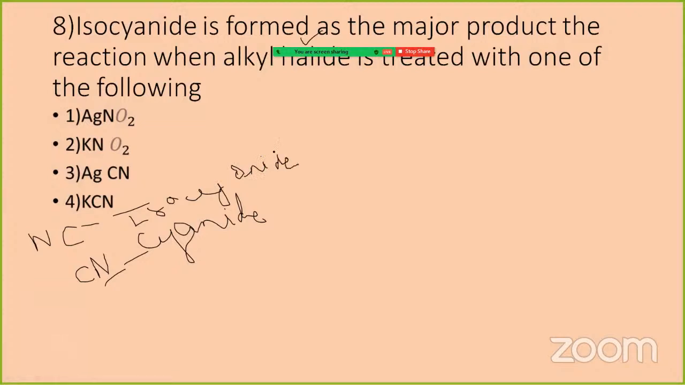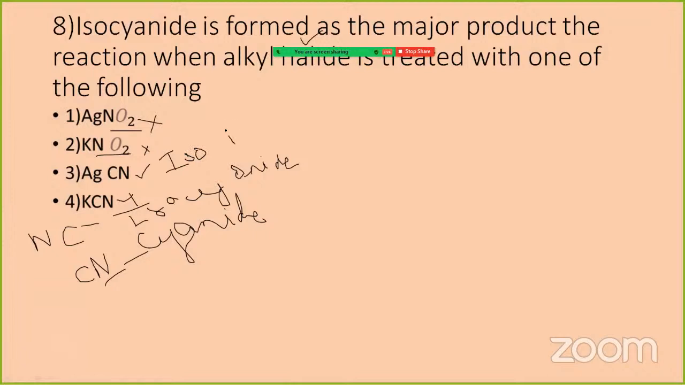See here. AgNO2 has the nitro group, so this is the wrong answer because we want the cyanide group. Also in the second option, KNO2, we don't want nitro groups, so KNO2 is also a wrong answer. Now look at the third option, silver cyanide, and KCN. Isocyanide will be formed with AgCN, and KCN will give you cyanides. So AgCN is giving you isocyanide, that is NC.